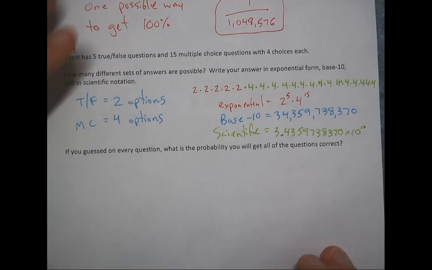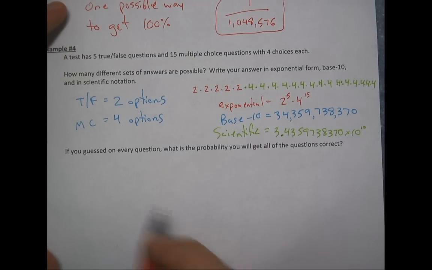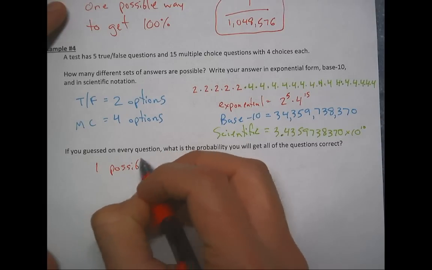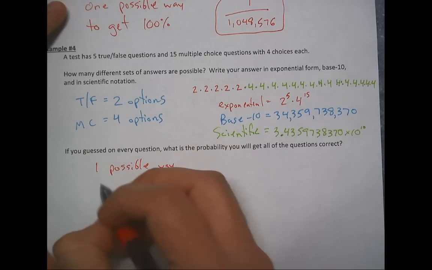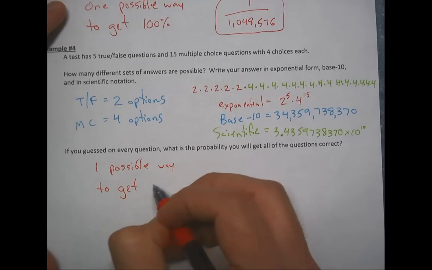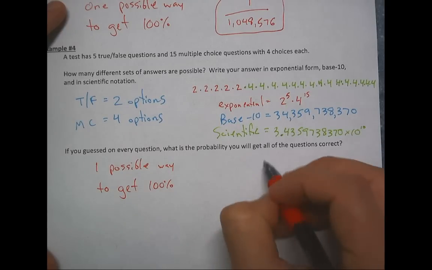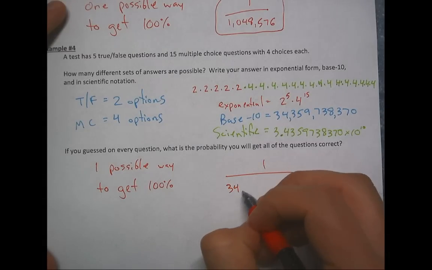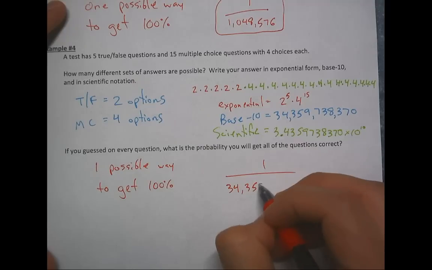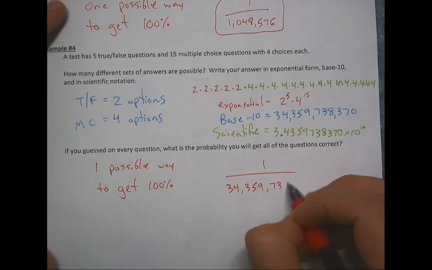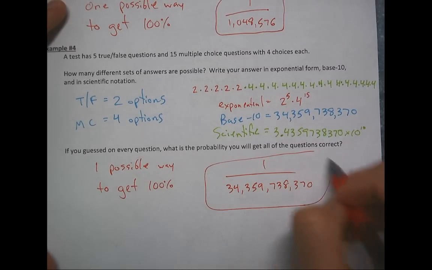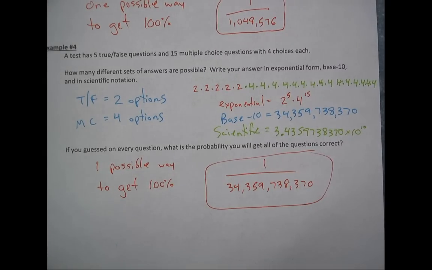So if you guessed on every question, what's the probability you get them all correct? Only one possible way to get 100%. So it is 1 out of your total number of possibilities. 34,359,738,370. So your odds of getting 100%, guessing on every single one of those questions, not so good.